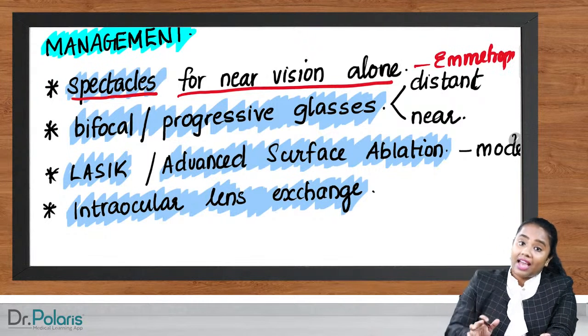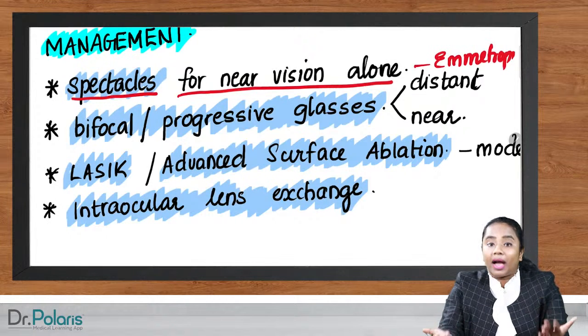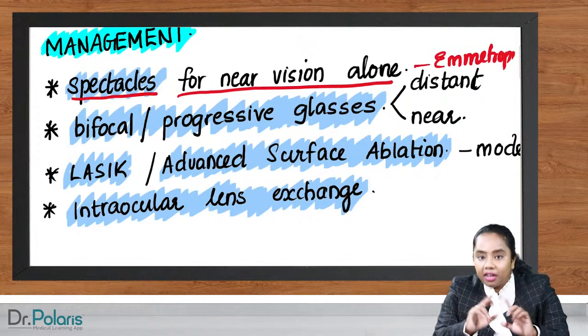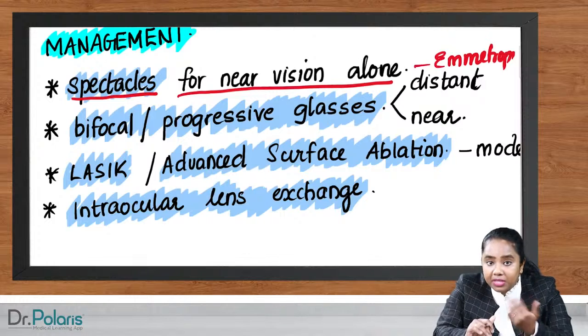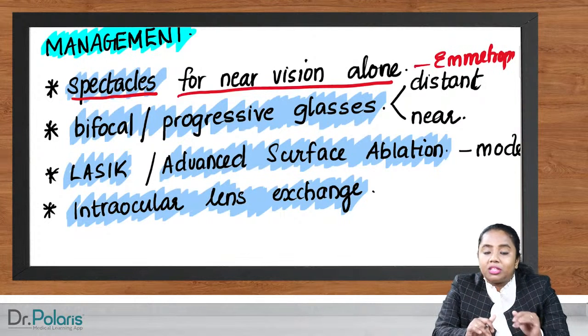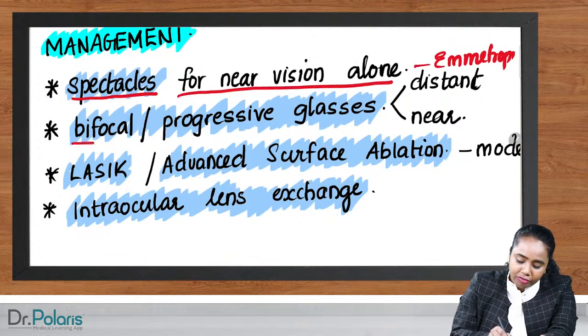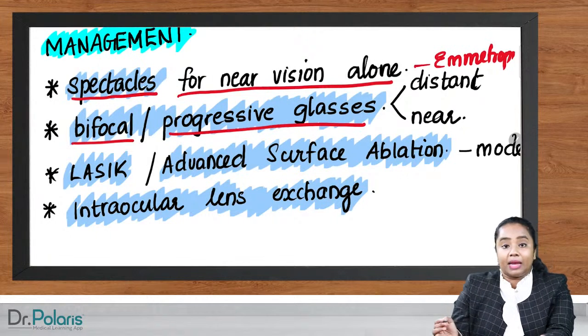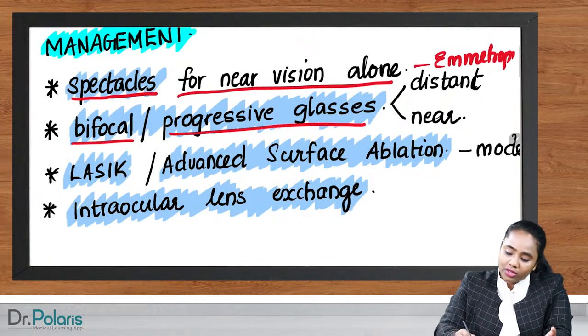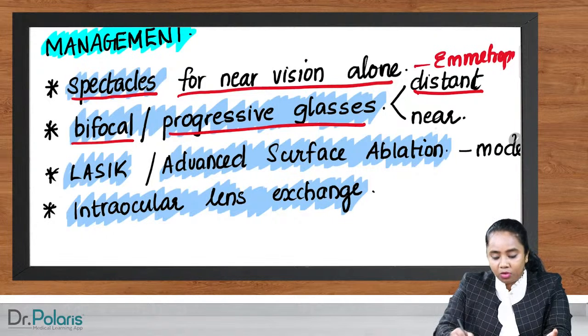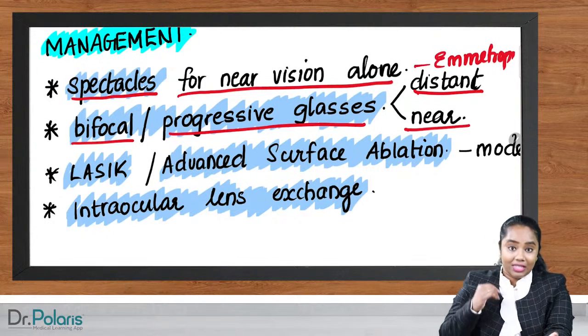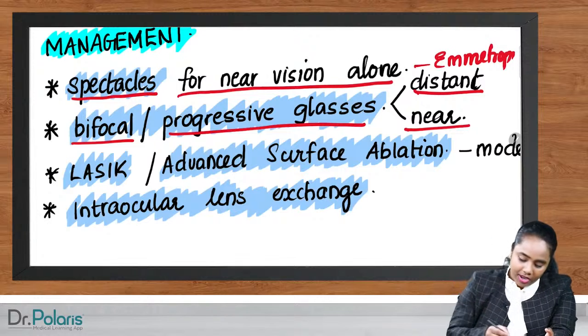Now there can be lenses which are bifocal. That means a lens will have, in the upper segment it will be concave and in the lower segment it will be convex. So bifocal or progressive glasses can be given, which will satisfy both the distant vision as well as the near vision of the patient. So that is a second modality of treatment.